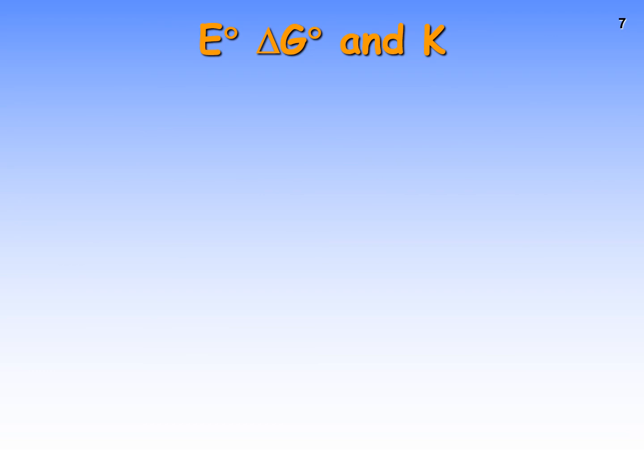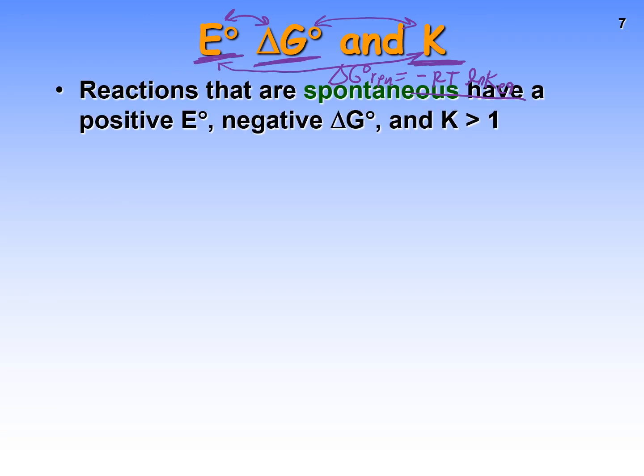So there is a definite relationship between E naught cell, delta G naught, and the equilibrium constant. We know the relationship between these two already. That's delta G naught of reaction is equal to negative RT ln of Keq. We learned this equation in chapter 17. But there's actually a relationship between these two as well, which means if there's a relationship between these two and these two, there's also a relationship between those two. So let's look at that.